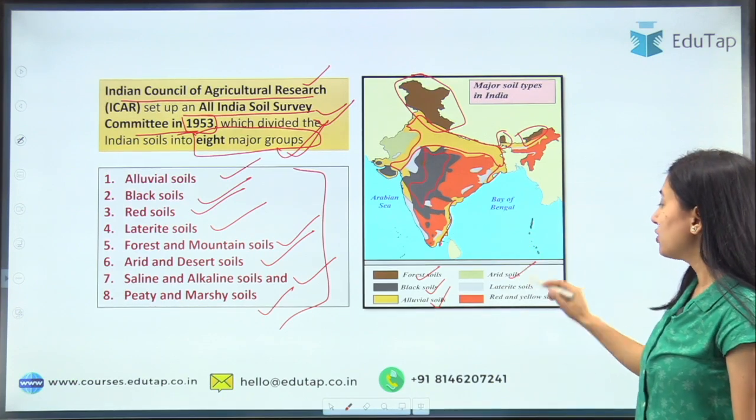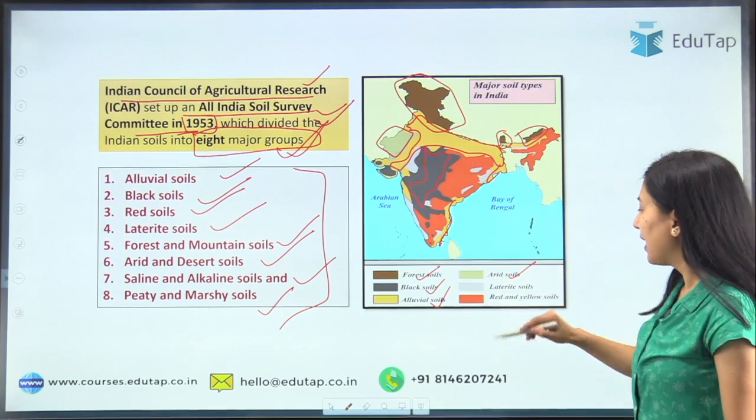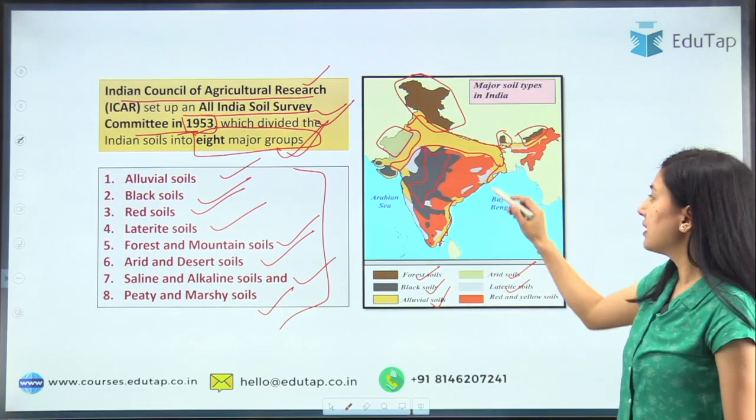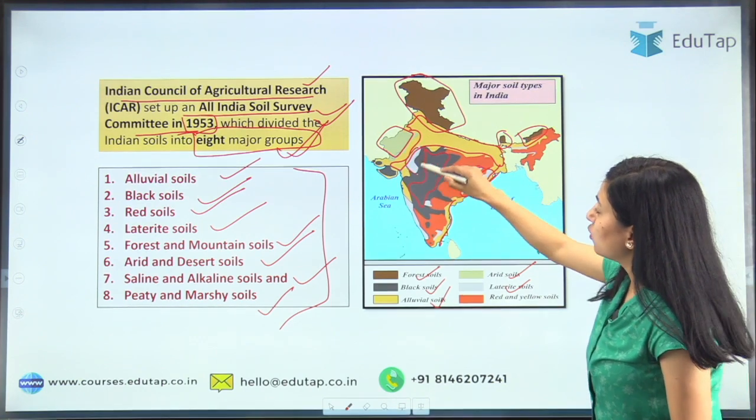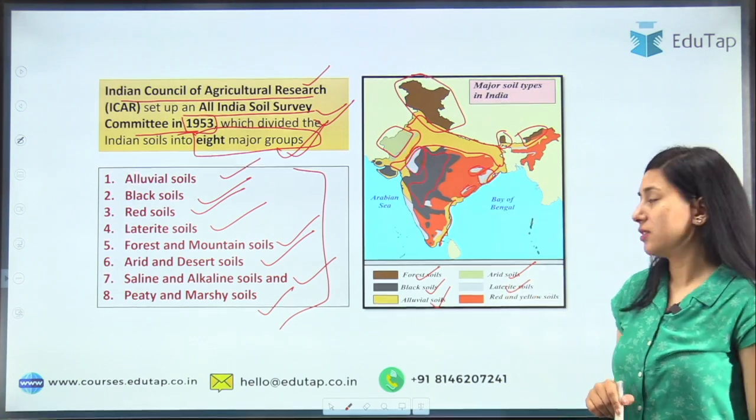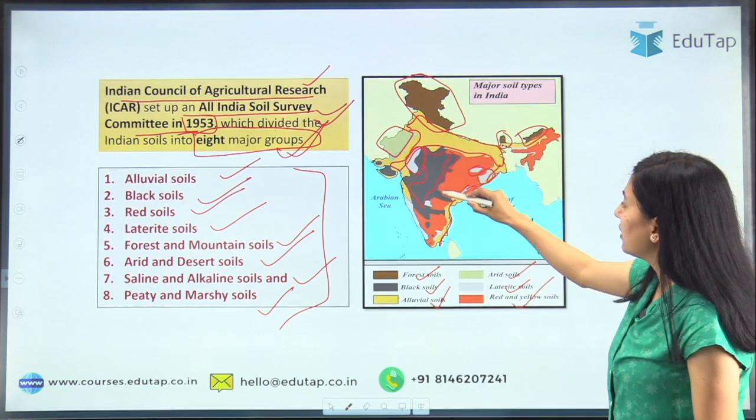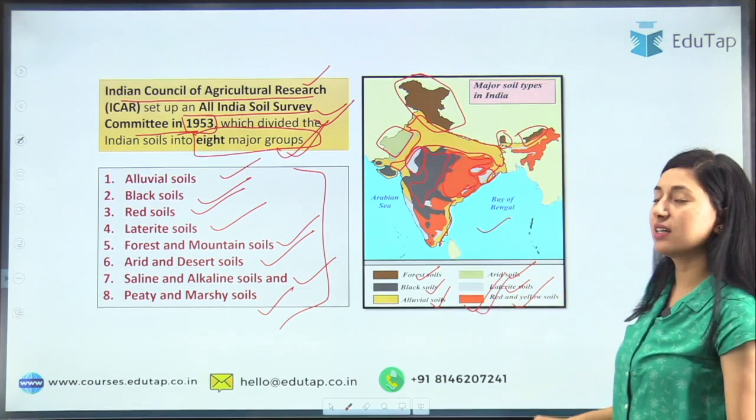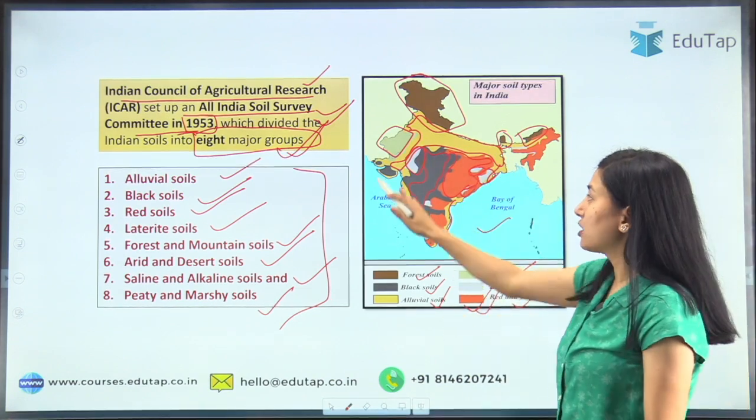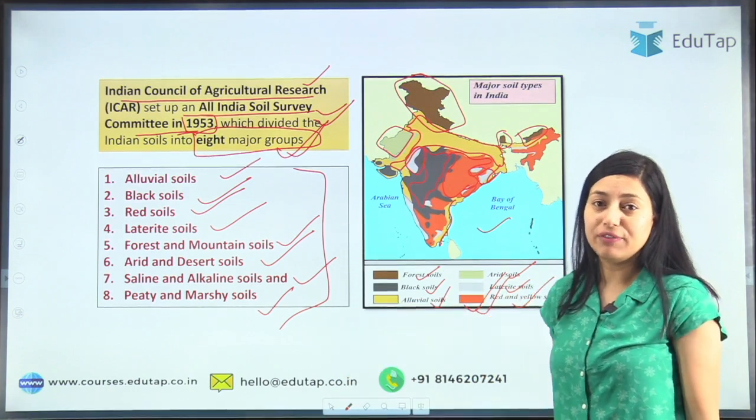Then we have arid soils. Arid soil is found in this region, that is the Rajasthan area. Then we have laterite soil. Students, these grey regions are those where laterite soil is present. Then we have red and yellow soil, which is found in the rest of this red region. So these were the major 6 soils and their distribution in India. Now let us discuss all of them one by one.